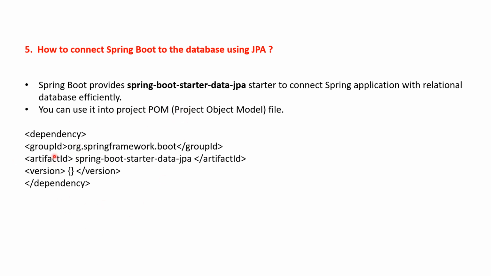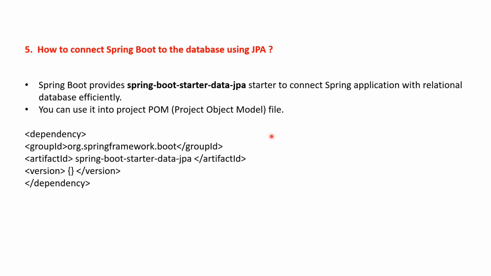So dependency, it will consist of group ID, artifact ID, version according to your requirement, and here spring-boot-starter-data-jpa. Like this, the dependency we have to add in our POM file, and we can connect Spring Boot to the database using JPA directly.